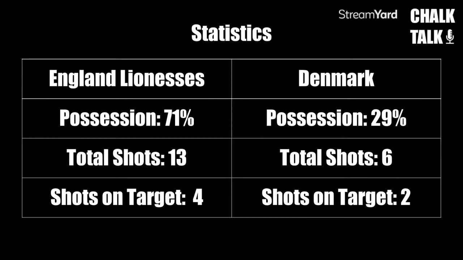Key statistics from the game: the Lionesses dominated in possession, 71% to Denmark's 29%. Denmark were very content to sit back and try and counter-attack England. England also dominated in terms of total shots, 13 to Denmark's 6, and total shots on target as well. These statistics obviously really amplify the fact that England did really dominate the game.